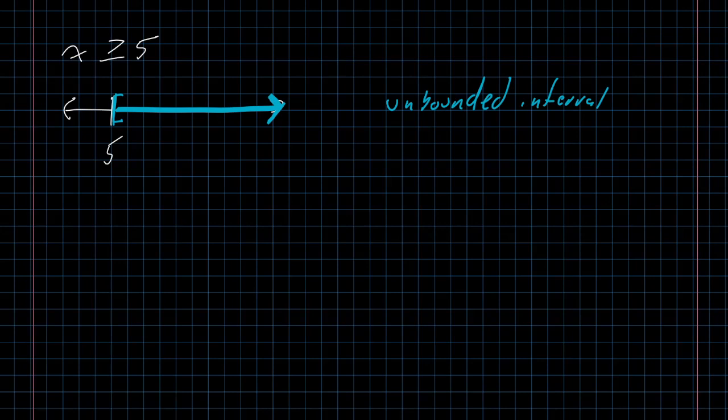To represent the unbounded interval, well, the left-hand side is easy. It's got a square bracket, and that square bracket is sitting at 5. To the right is not quite so clear. And so the mathematics community invented an idea for this. We call that idea infinity.